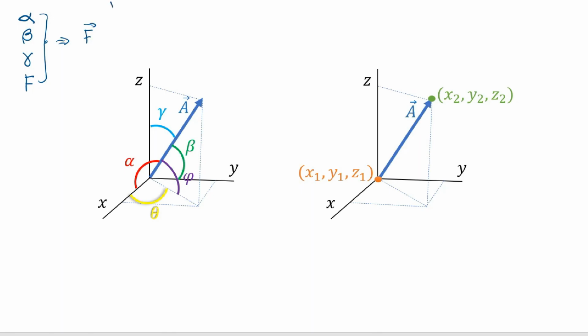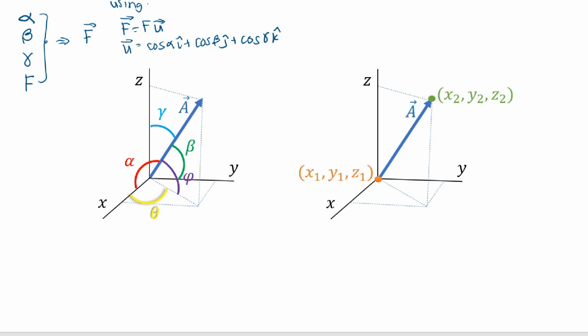To do that, we use the formula: force is equal to its magnitude times its unit vector. The magnitude is given, so your task is to find the unit vector. Since alpha, beta, and gamma are given, you are going to use the formula of the unit vector using alpha, beta, and gamma, which is cosine alpha i hat plus cosine beta j hat plus cosine gamma k hat. So that is how to express a force as a Cartesian vector using alpha, beta, and gamma.